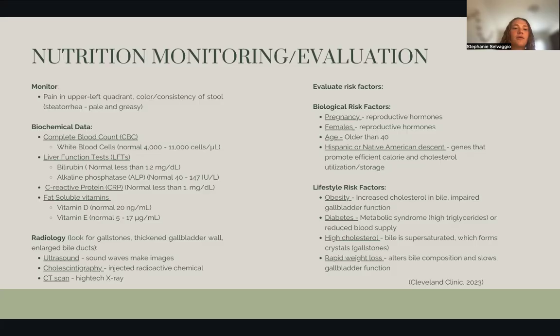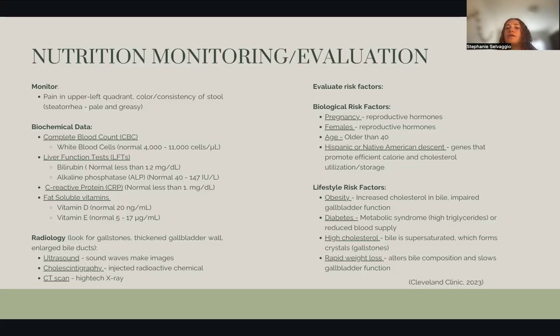You want to keep your fat soluble vitamins higher and keep them up. And that means that the gallbladder is working, it's releasing that bile. You're absorbing those fats, which means you're absorbing those fat soluble vitamins. And then we can always do radiology things again. So ultrasound, CT scan, that injection of radioactive chemicals to look for those gallstones and thickened gallbladder wall and enlarged bile ducts. Some risk factors that we can continue to evaluate are pregnancy and age. As you age, you're more likely to have gallstones, so we can keep that in mind.